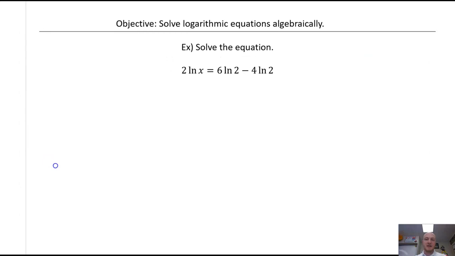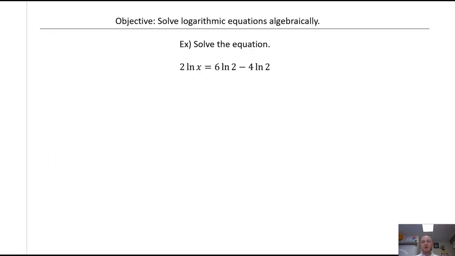Here's the first example, and we want to solve this equation. I'm going to remind you that step 1, you want a single logarithm on each side. Single log on each side, and we're going to use properties to go ahead and condense this.